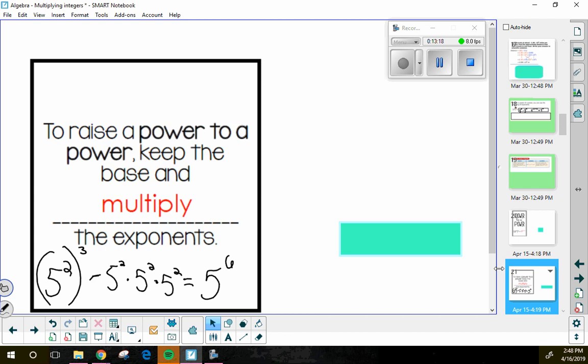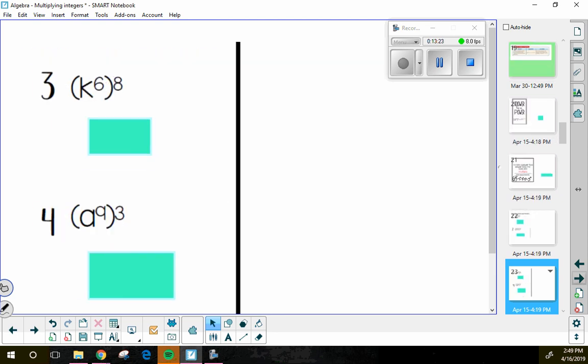So we're just going to work some examples. And again, I'm so excited. I have them all in this foldable. It's perfect. Here we go.